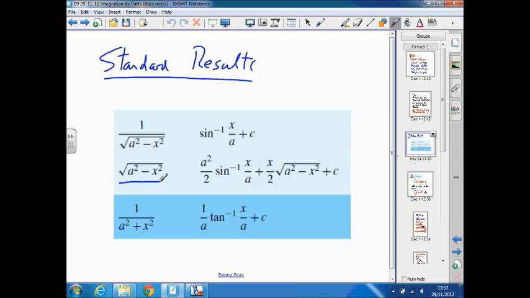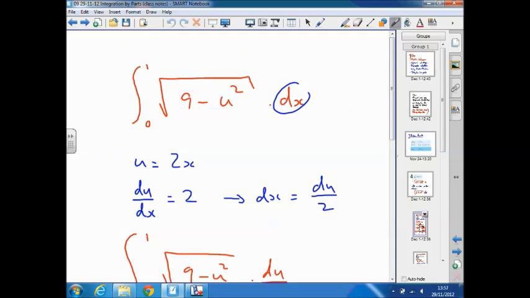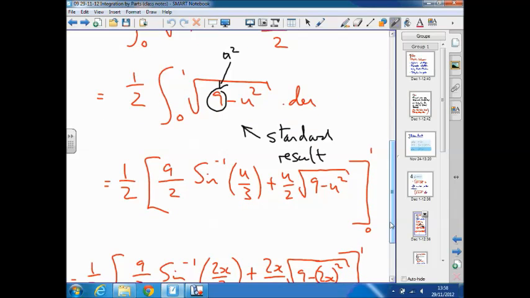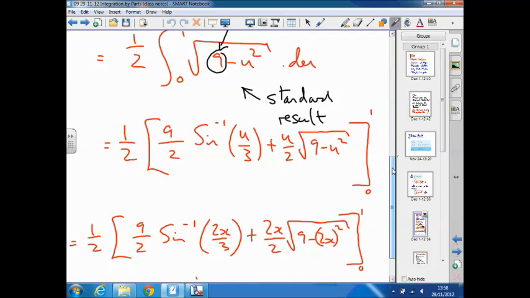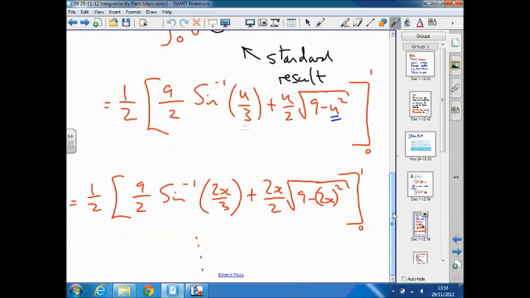So a squared equals 9. If we look at this example, a squared equals 9. So a equals the square root of 9, which is 3. So we know that a equals 3 and u equals 2x. So then we can put in the substitute. We can use this standard result where a equals 3 and u over 2 root 9 minus u squared, and then we remember that u equals 2x. So finally we get this, and then we can put the limits in, finish it off.